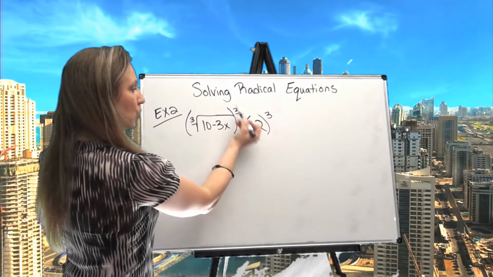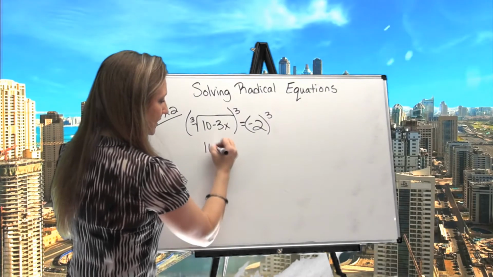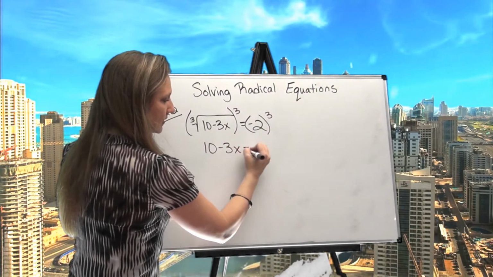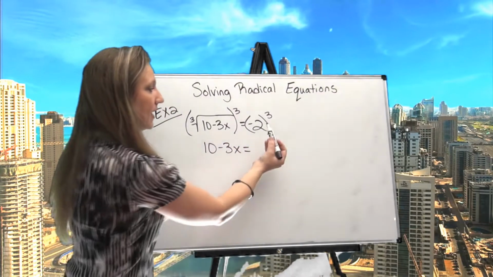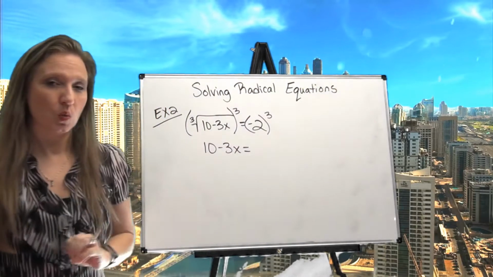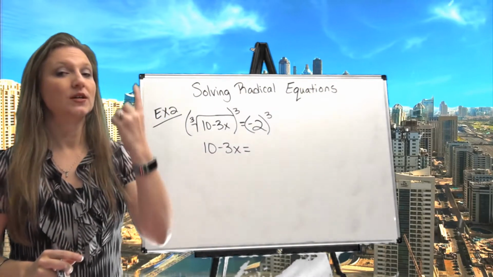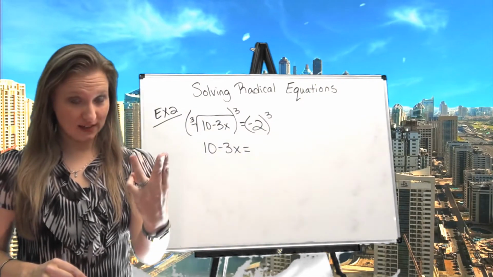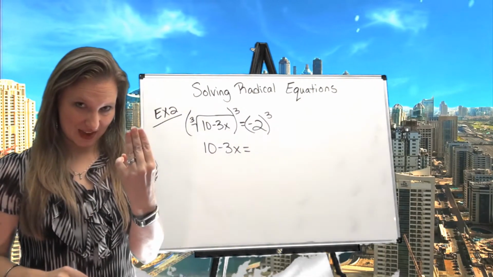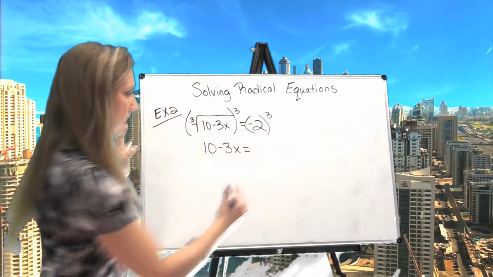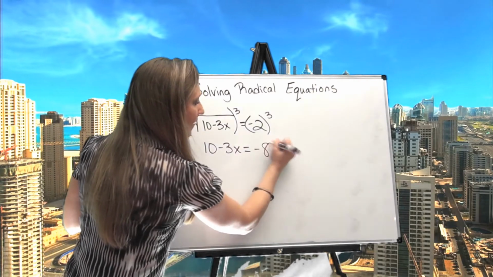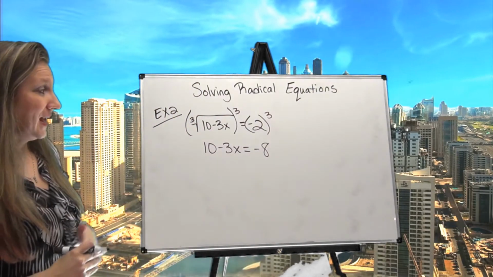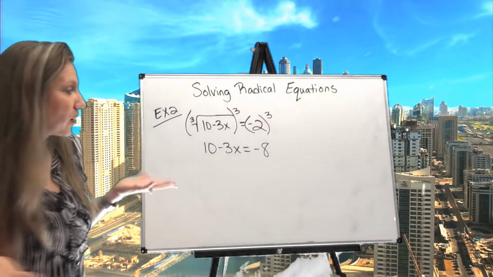So this cube will cancel this cube root, and I'm left with 10 minus 3x equals -2 cubed, which means -2 times -2, which is 4. 4 times -2 is -8. So that's what that means. So this equals -8. Now, step 2, we just solve for x.